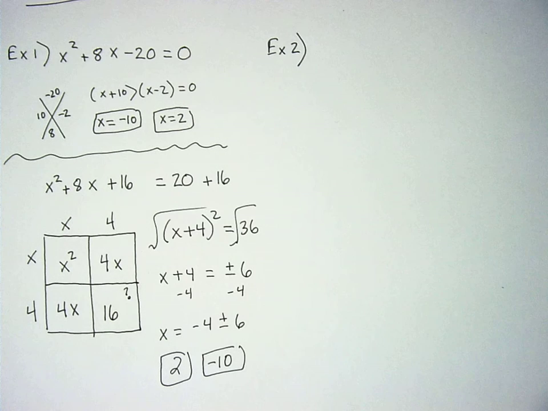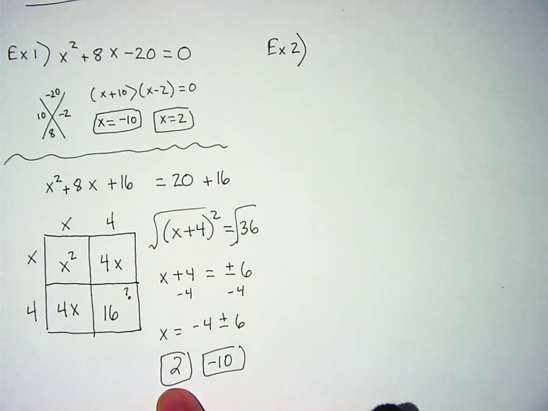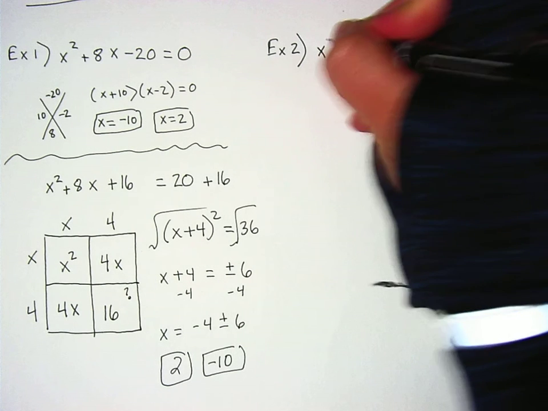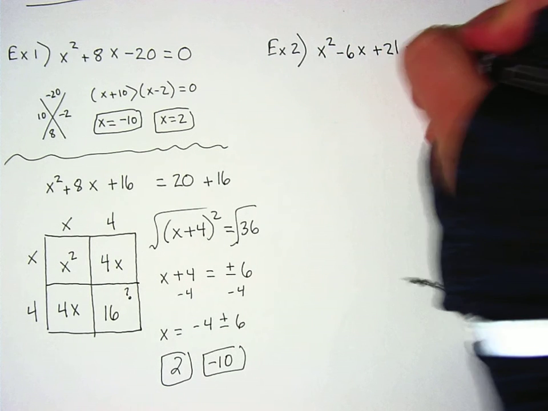Can you explain how you got 2 and negative 10? I was writing and I didn't see it. Sure. It was negative 4 plus 6 makes 2, and negative 4 minus 6 is negative 10. Got it, thanks. Okay, so we're going to try again. X squared minus 6x plus 21 equals 0.